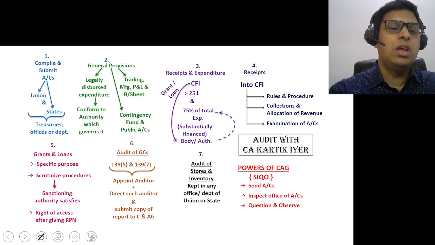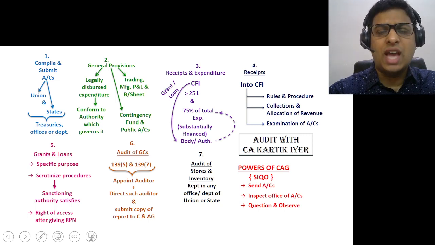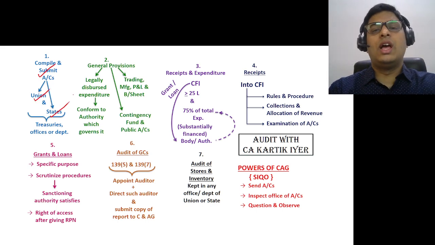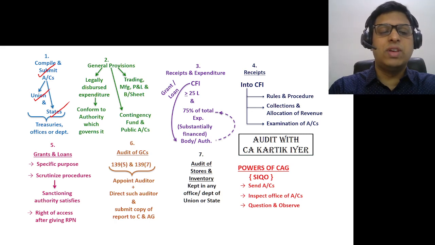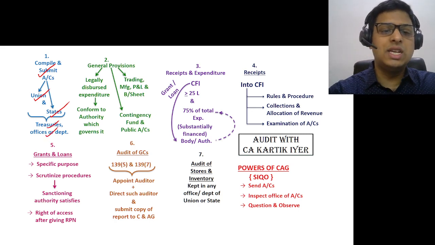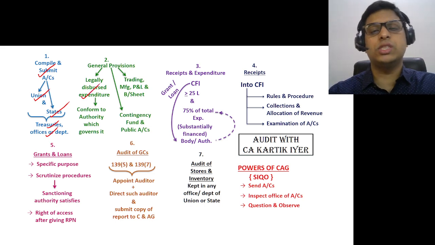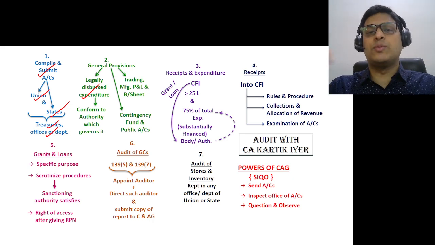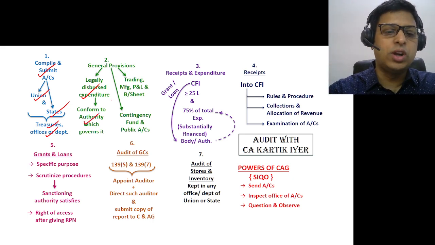Let's see this. Now, the duties of the CAG, Comptroller and Auditor General of India, are to compile and submit the accounts of the union government and the state government, and to ensure that the accounts of the various treasuries, offices, or departments of the government are taken care of. Second is to ensure that the expenditure is legally disbursed. So basically, whatever expenditure is done from the government side, it is legally disbursed. This means the various authorities working in the government are permitting it, and only then the expenditure is done. So it must conform to the authorities which govern it.